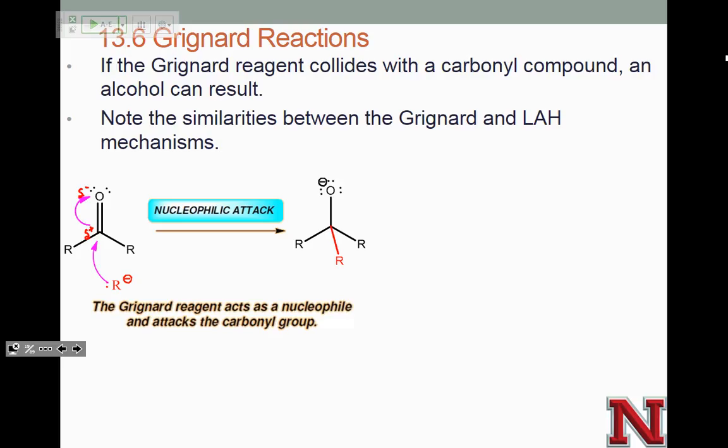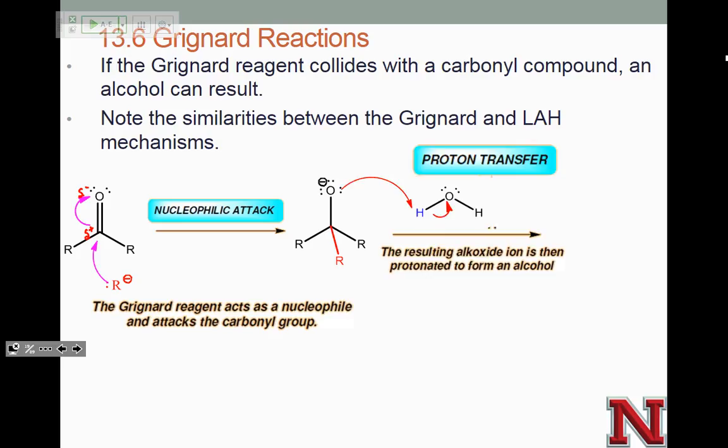To work up this reaction, we're then going to throw some water in there, and that's going to protonate our alcohol. Now, water cannot be added until this reaction is complete, because if water is added before this reaction is complete, our R negative is not going to react with our partial positive carbon. Instead, it's going to react with water.